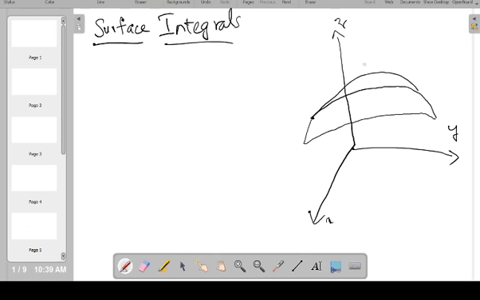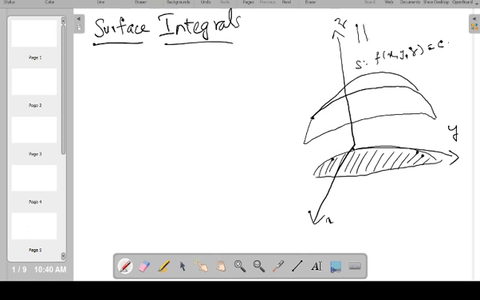This is your surface S given by f of x comma y comma z equal to a constant, and suppose that this is the shadow region in the xy plane. That means you apply a torch from here. So these are light rays, and look at the shadow region R.